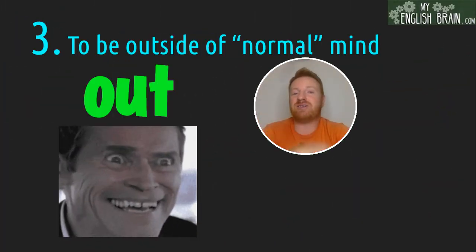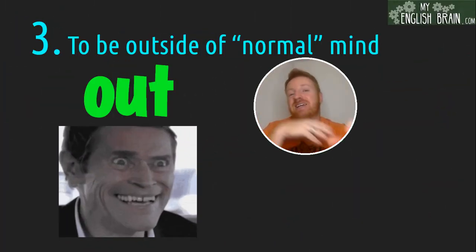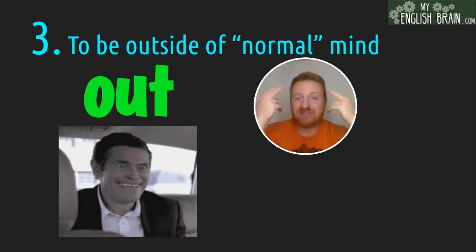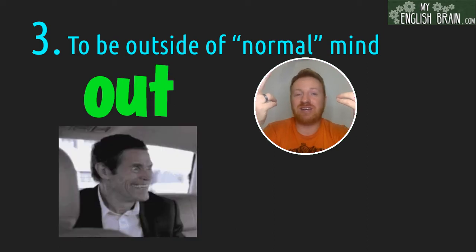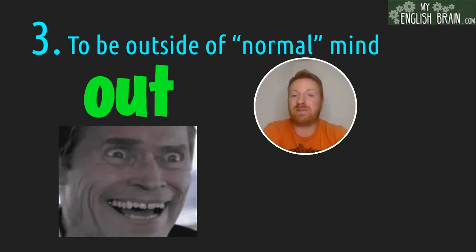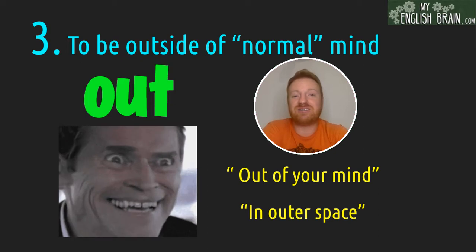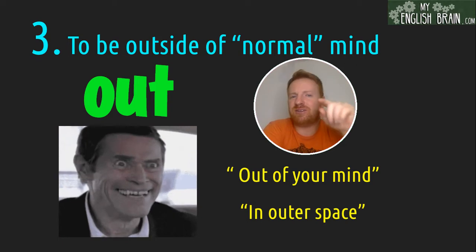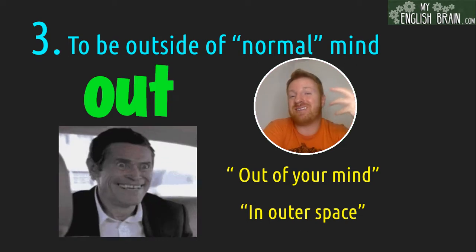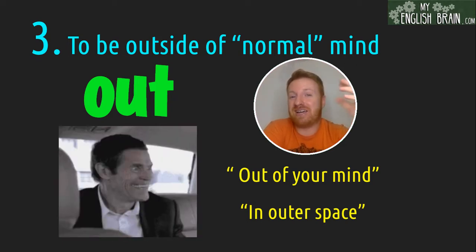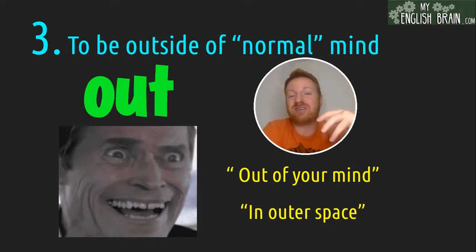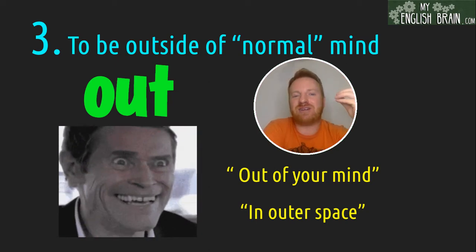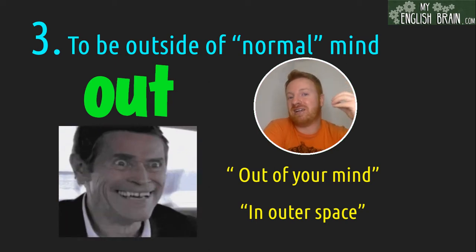The third reason that we use out in phrasal verbs is to indicate someone is outside of a normal mind. If you're outside of a normal mind, then you're not thinking normally, or you're not thinking clearly. We can see this in these two examples. If you tell someone that they are out of their mind, that means that they are crazy, or that they are not thinking like a normal person. Or if you say that someone is living in outer space, that means that they're not really living in reality. They are not understanding reality.